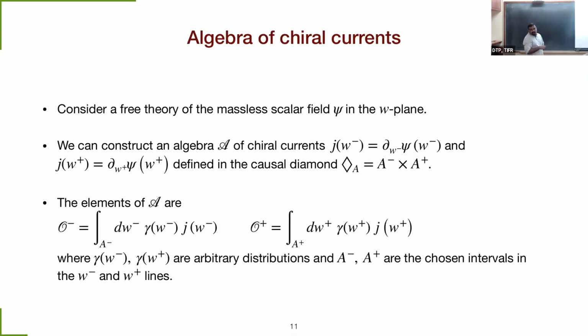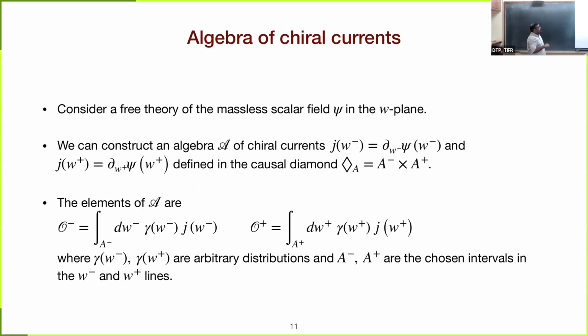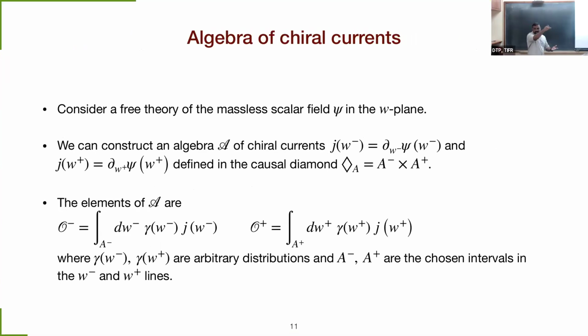Now, let me give a simple example of this algebra of operators. You consider this free scalar field theory in this plane. It has two decoupled pieces: the one that is moving along the plus light ray and the one that is moving along the W plus light ray. So you can think of having theories defined on the light rays.